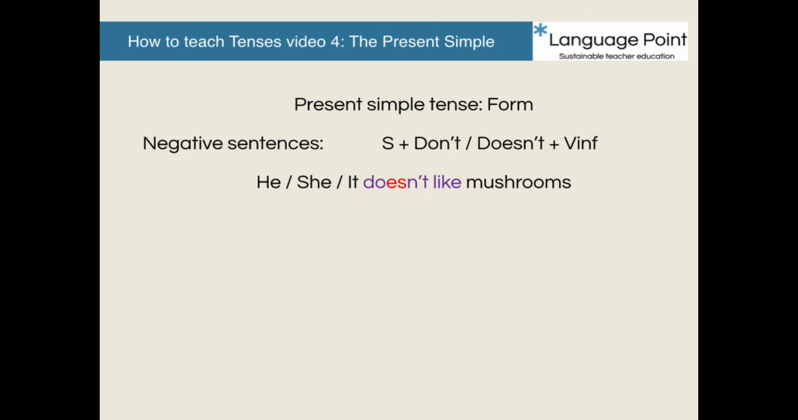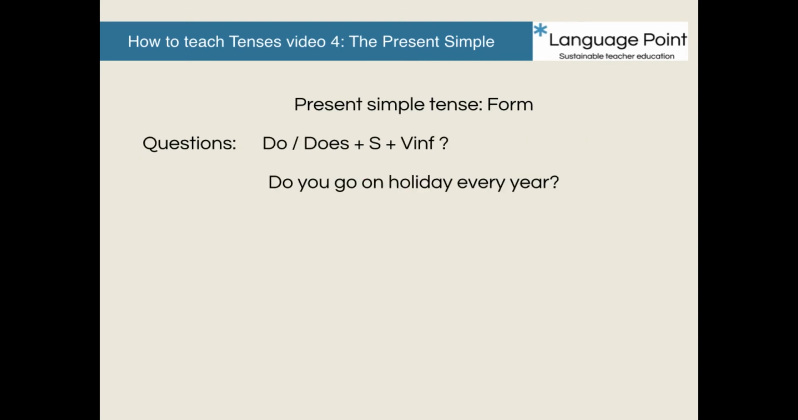So moving on to questions. Again, in simple tenses, question forms use the do auxiliary again. So this time the auxiliary is do or does, it's not a negative form, so it's the positive form of the auxiliary, but the grammar changes the position of the subject and the auxiliary.